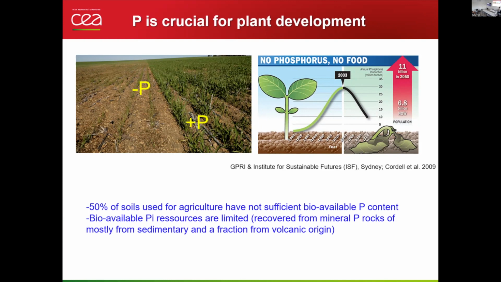Another little point is phosphorus comes from rocks, mostly of sedimentary origin. And this is one of the problems because in the sediment, it co-precipitates with metals, which can be toxic and which are provided in the field.